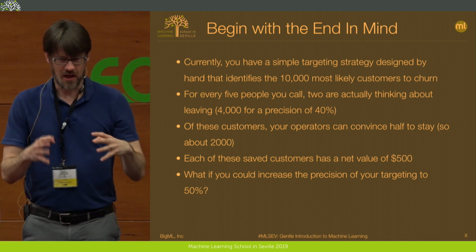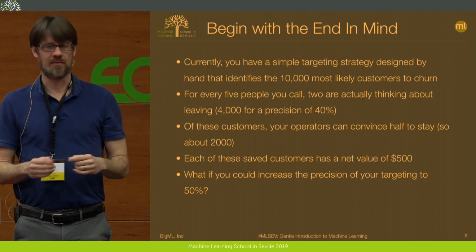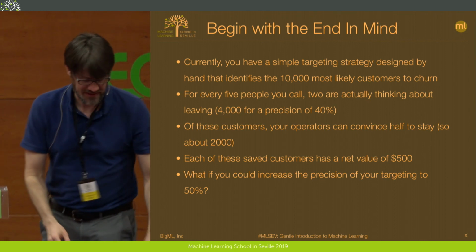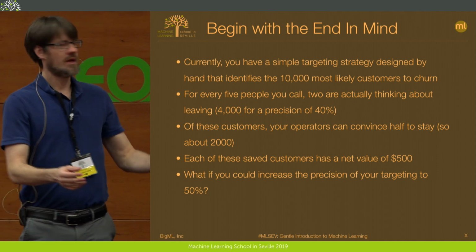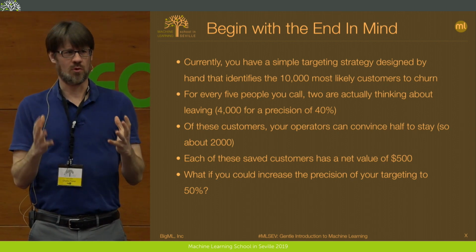This is a very important exercise to go through when you're thinking about a machine learning problem: working out exactly the dollar amount that this is going to make you. You want to estimate that as precisely as possible. Because if you just say, I want to increase the precision of my targeting strategy, I'm going to use data, then you have no idea how much that's worth to you, right?